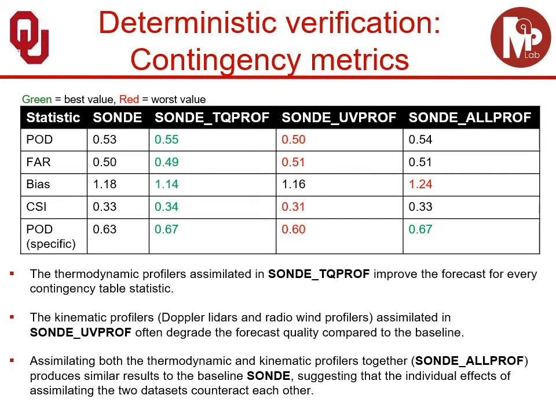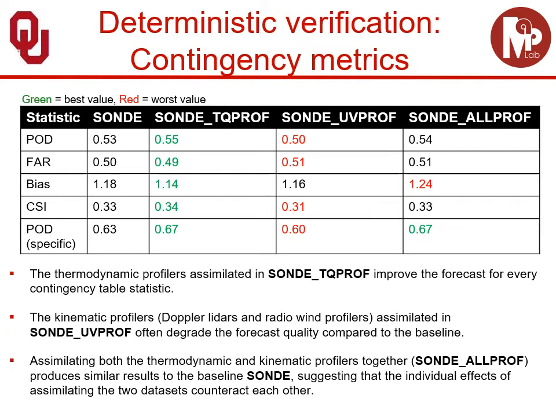So we're getting a higher ratio of hits, fewer misses, and an overall more skillful forecast when we assimilate the co-located thermodynamic profilers. And again, conversely, we're seeing some of the lowest values produced in SON-UV-PROF, meaning that the kinematic profilers are by and large degrading our forecast for detecting nocturnal CI.